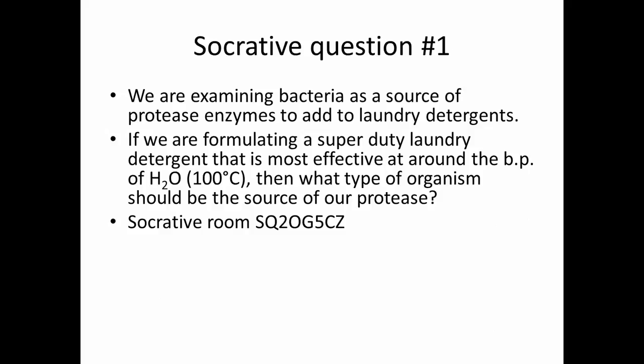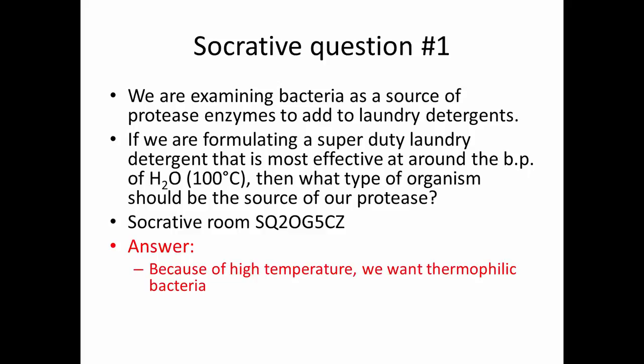Okay, unfortunately we can't do the Socrative right now, but anyway, I'll just go through it. We are examining bacteria as a source of protease enzymes to add to laundry detergents. Say we are formulating a Super Duty laundry detergent that is most effective around the boiling point of water, so around 100 degrees C. Then what type of organism should be the source of our protease? Well, the answer to that is, because of that high temperature, we want thermophilic bacteria, because the protease enzyme should be able to withstand the temperatures around 100 degrees C. That would have been answer C on Socrative.